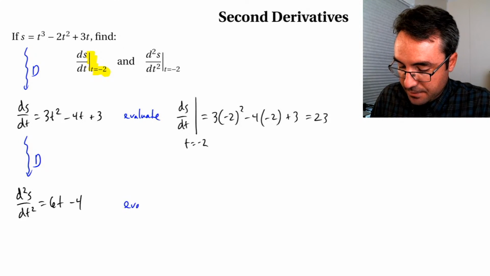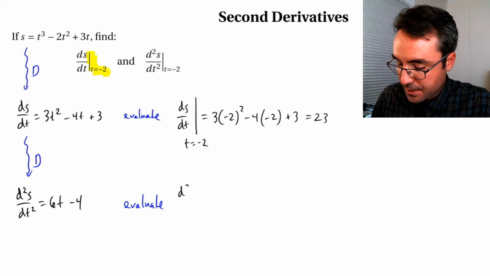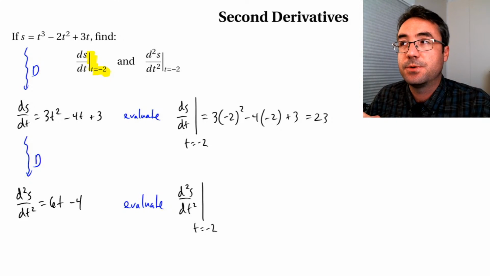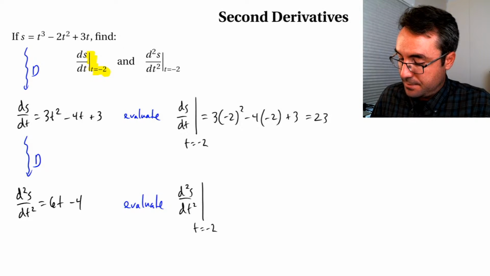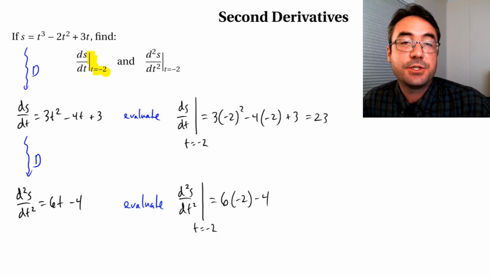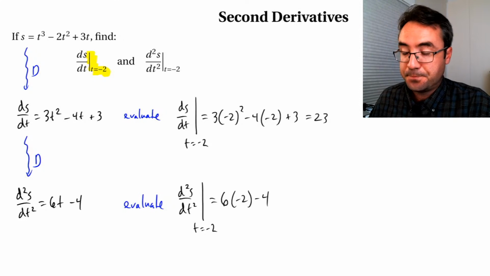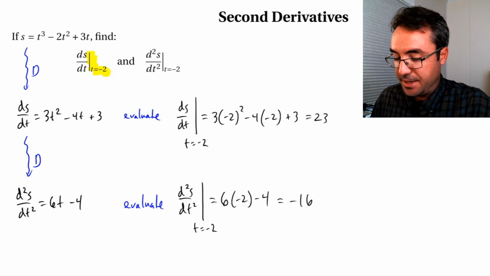And then finally, we want to evaluate the second derivative. Let's just see how that works. So we take our second derivative, we evaluate it at -2. That's what the vertical line means. It means we're just evaluating. And so we plug in. So we rewrite our second derivative there, but wherever we see a t, we just change it to -2. So we end up with -16 in this case.